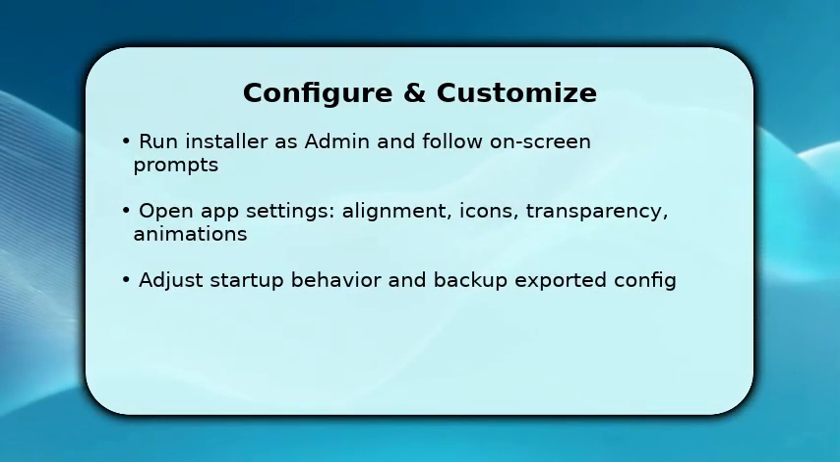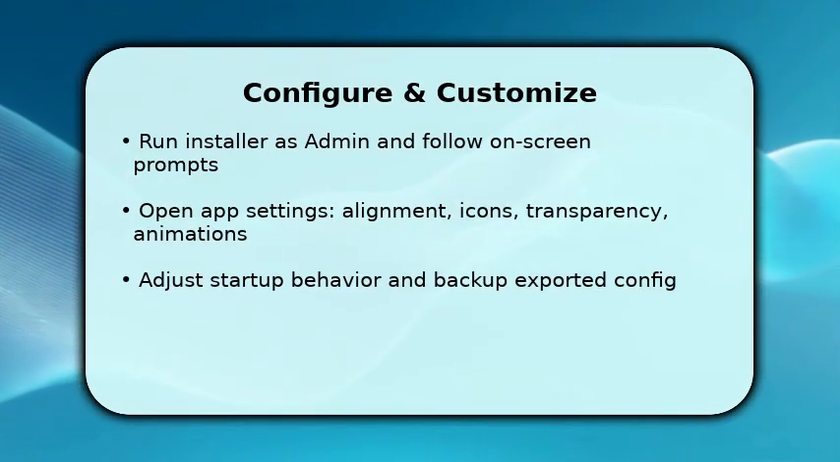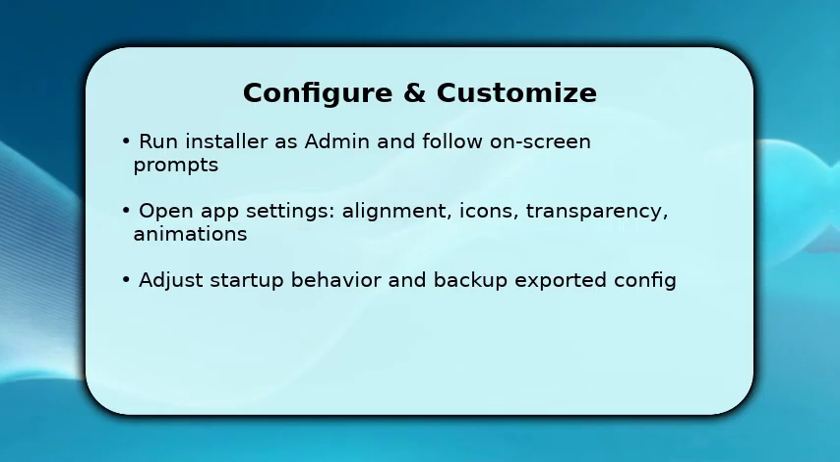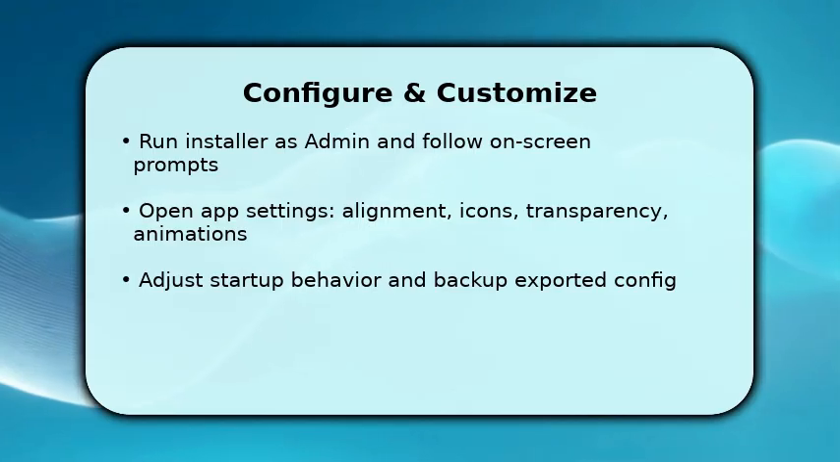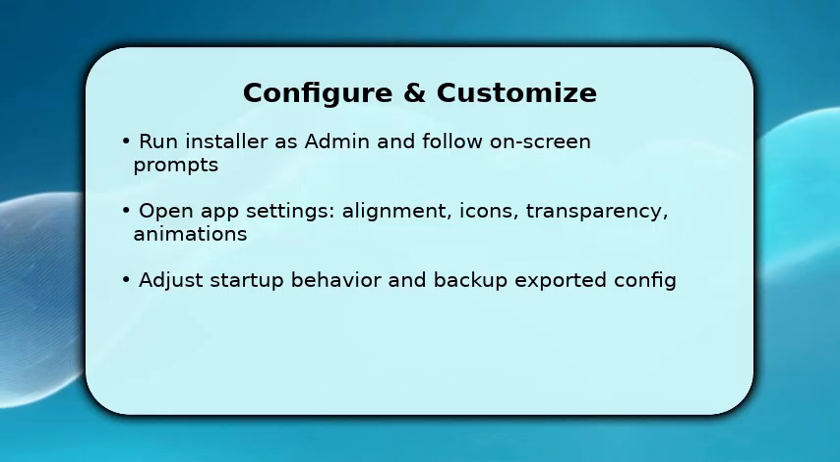Run the installer as administrator and accept prompts. This ensures system-level integration. After installation, open the app and configure alignment, icon spacing, transparency, and animation settings. These control how closely the bar mimics Apple's dock. You should also set which apps are pinned and whether to auto-hide. Once you dial in visuals and behavior, export or save the config so you can restore it later.